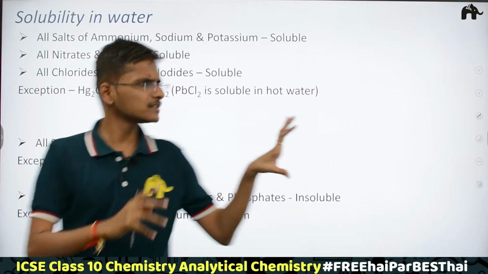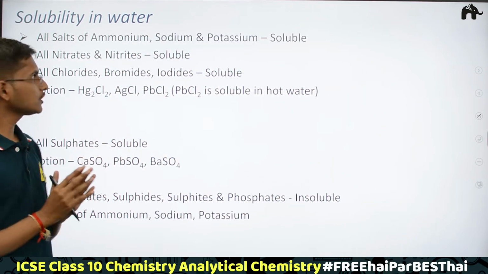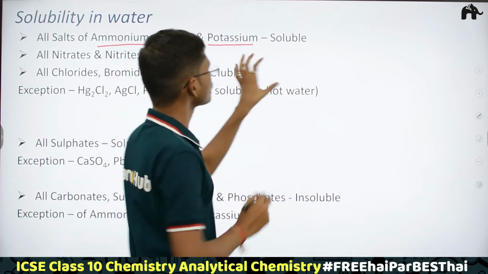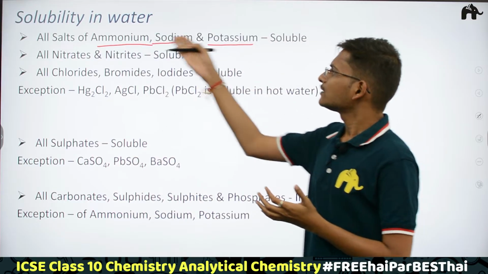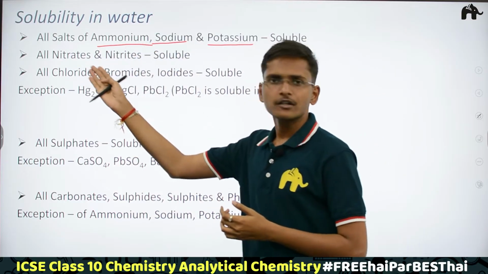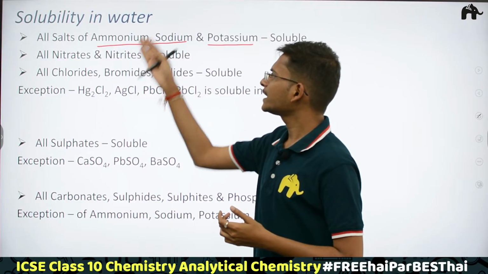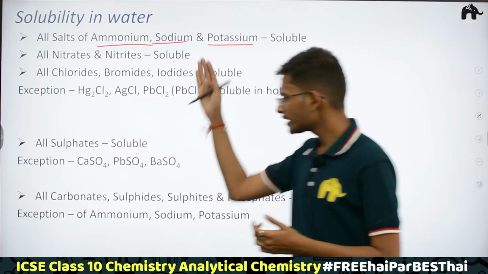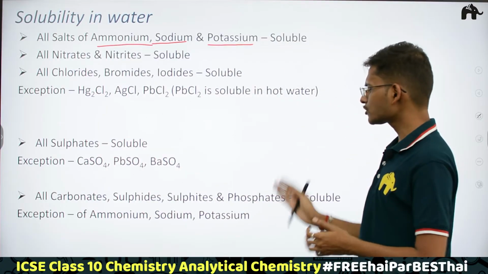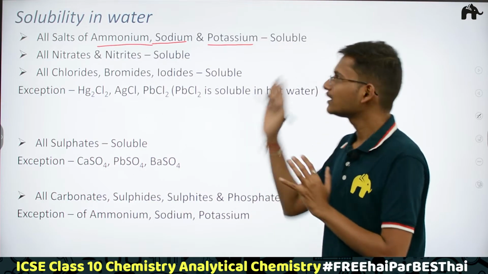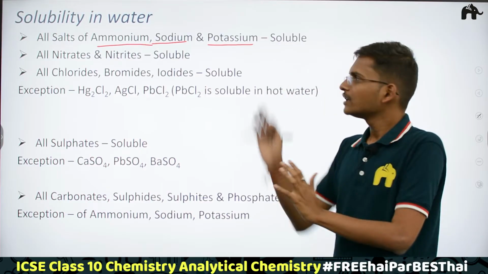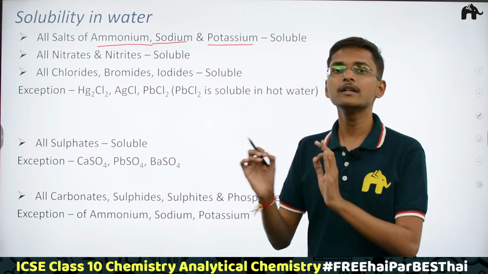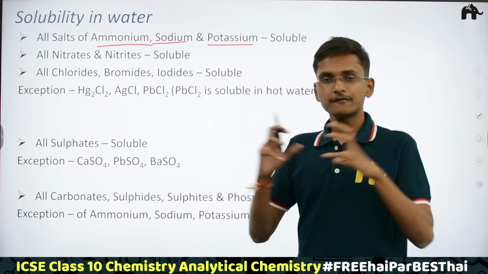You have to just remember these 4 points and that's it. So first is all the salts of ammonium, sodium and potassium are soluble in water. For example, suppose I am taking ammonium nitrate or ammonium nitrite or ammonium chloride, ammonium bromide, ammonium iodide, ammonium sulfates, ammonium carbonate, ammonium sulfide, ammonium sulfites, ammonium phosphates. Any ammonium salt I am taking, it is soluble in water. Understood? Same goes with sodium and potassium. Any salt of sodium and potassium, it is soluble in water.